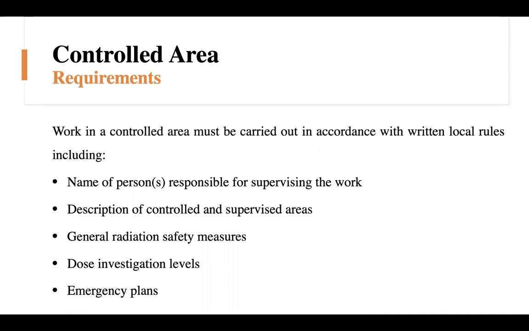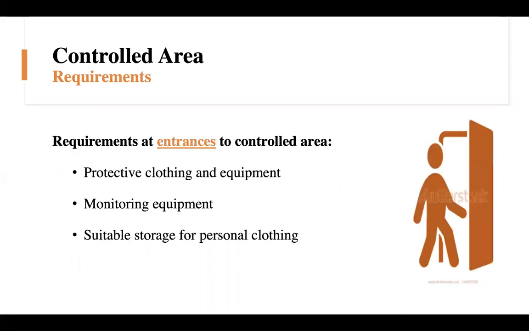General radiation safety measures should be there and written. Dose investigation level, emergency plan. Access to the controlled area should be restricted, and there are some requirements: protective clothes and equipment. Sometimes you will use radioactive material, so you have to have special clothes to protect yourself from contamination. Monitoring equipment like TLD, survey meter, pocket dosimeter, or area monitoring, to make sure you are working in safe working conditions. Suitable storage for personal clothing, also to avoid contaminating your clothes.